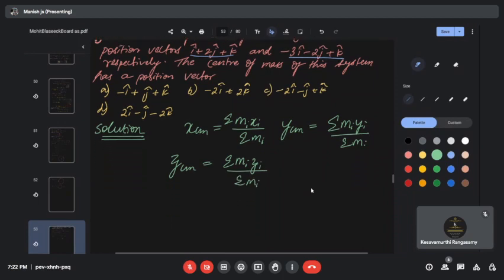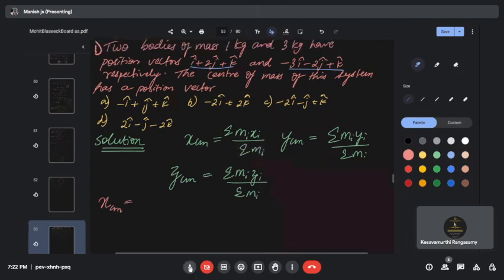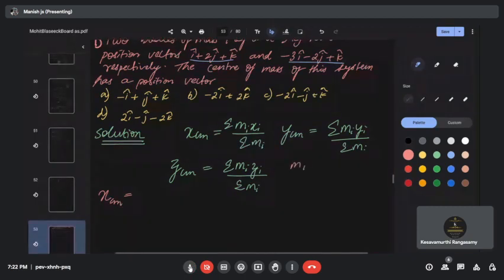So what would be the answer for x center of mass? Go for a substitution and tell me what value you get for x center of mass. The first one is mass 1 kg, the second one is m2 is 3 kg as given in the question. In the question, m1 and m2 have been specified: m1 is 1 kg and m2 is 3 kgs. So go for a substitution appropriately. Upon substitution, what do you get?